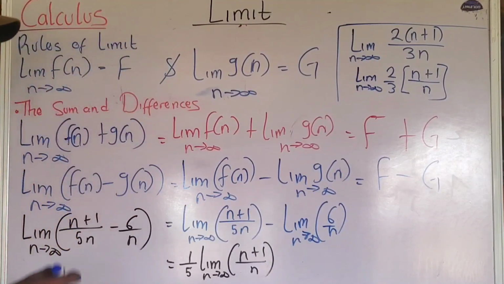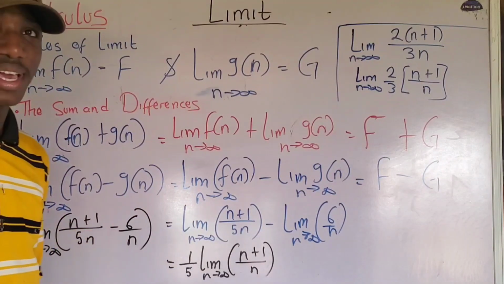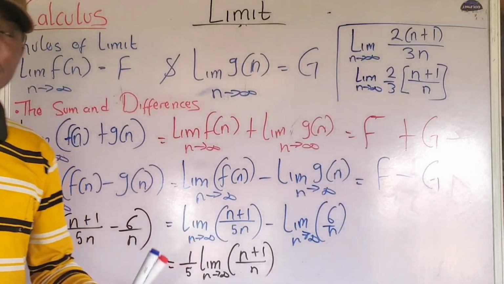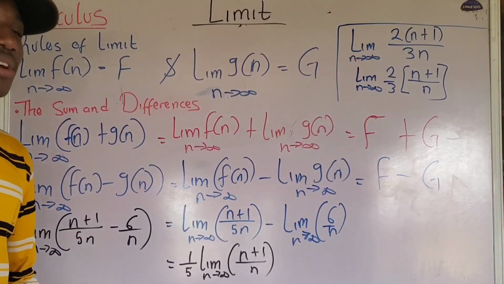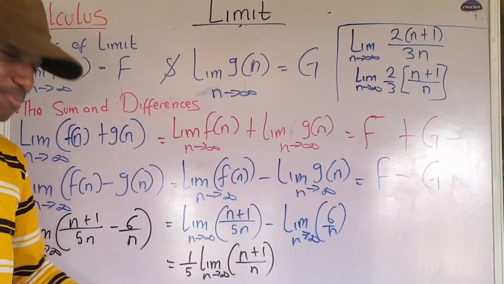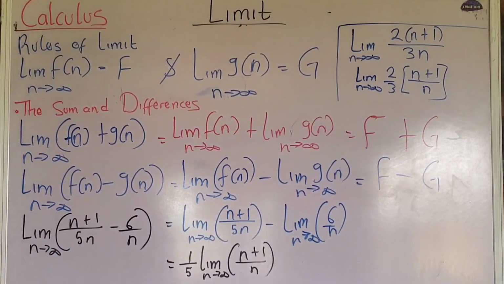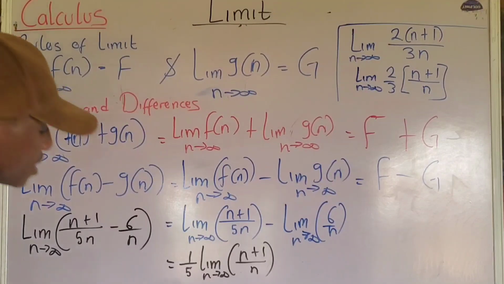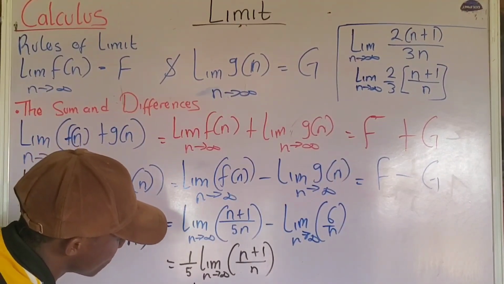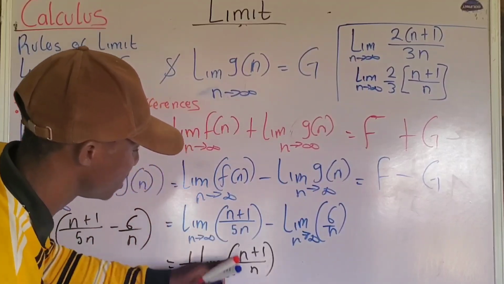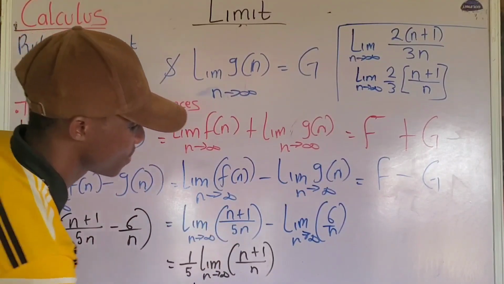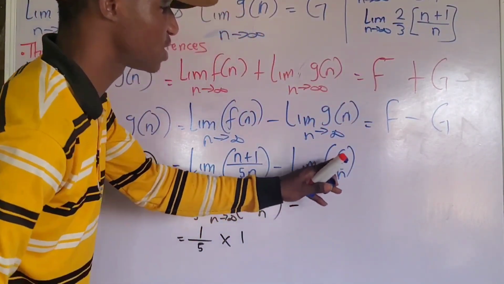Don't forget that for n plus 1 all over n, the limit is 1. If you take the limit of n plus 1 all over n as n approaches infinity, we're going to get 1. So for this, I'm going to have 1 over 5 multiplied by 1. Now I'm dealing with the other part, which is this one. For this, I'm going to have the limit of 6 over n.